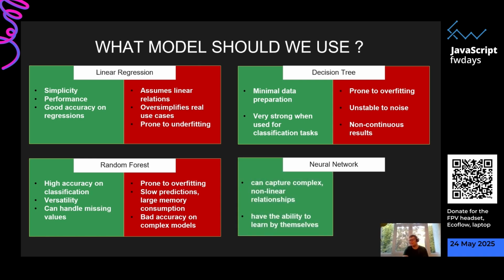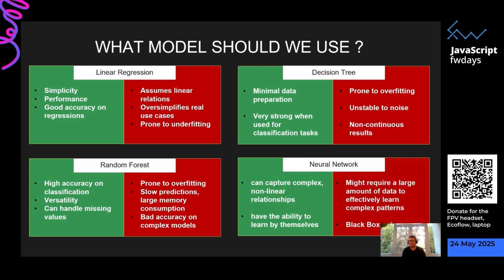And we have the neural network, that magic black box that I told you about, that can capture complex relationships. It doesn't really have a mathematical formula in it. It has a collection of neurons that do God knows what there, and it has the ability to learn by itself. Well, there are disadvantages, of course. It might require a large amount of data to effectively learn complex patterns, and it's very hard to debug because of its black box nature.